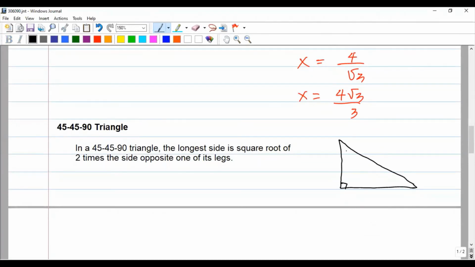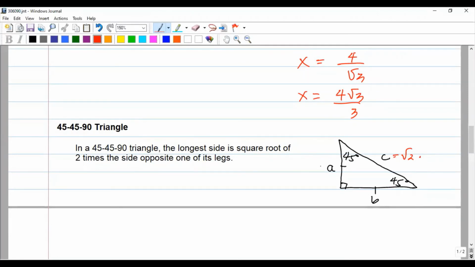So we have our 90, we have 45 degrees, and we have also our 45 degrees. So these are the legs which are congruent. And this is our hypotenuse, which is the longest side. It says here, in a 45-45 triangle, the longest side is square root of 2 times the side opposite one of its legs.